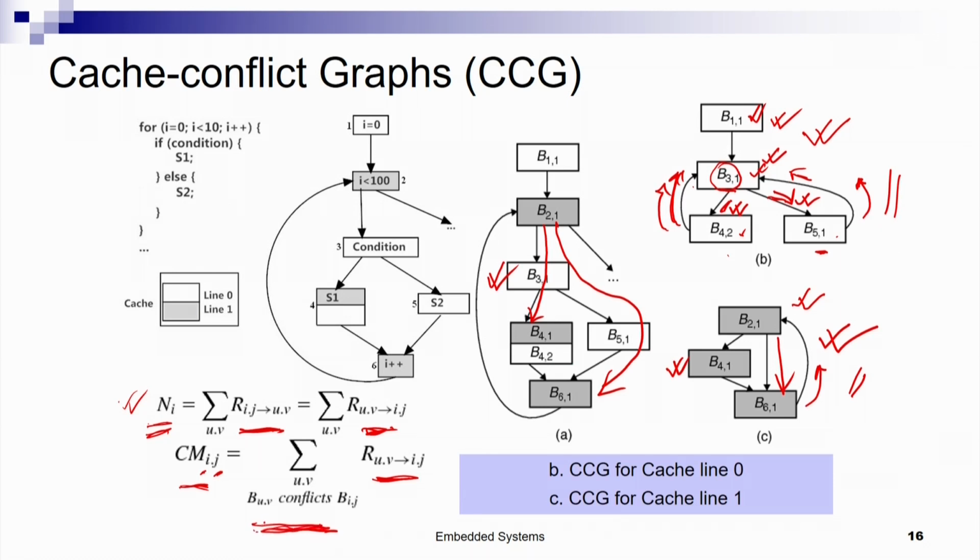Therefore, the summation of the number of times BUV conflicts with Bij, the number of times this edge is taken for the conflict, gives you Cmij. By using this, we can have a bound on the cache misses that can happen. So, this is how we have given an overview of how cache behavior can be modeled and incorporated within the ILP for estimating the worst case execution time of the program. With this, we come to the end of this lecture.